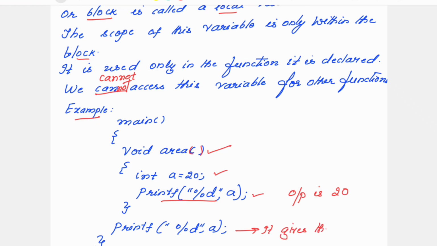Why? Because this particular variable is a local variable. It has scope only within this function or area, but you are trying to print the value again outside this function, so it gives an error and you cannot print the value. If you try to access this variable, you cannot access it because you have declared it only in one function and you are trying to access it from other functions, which is not possible.